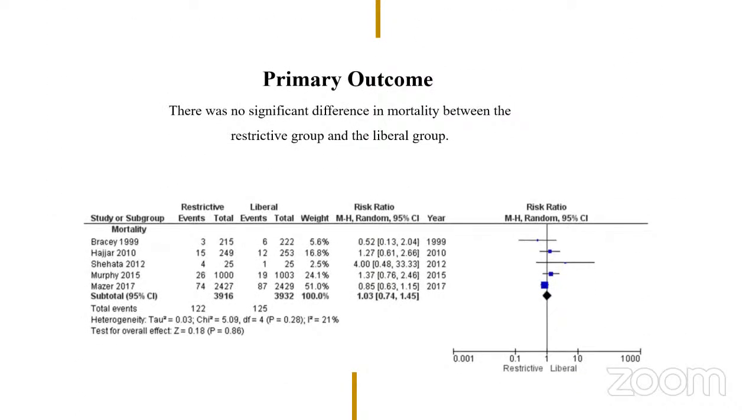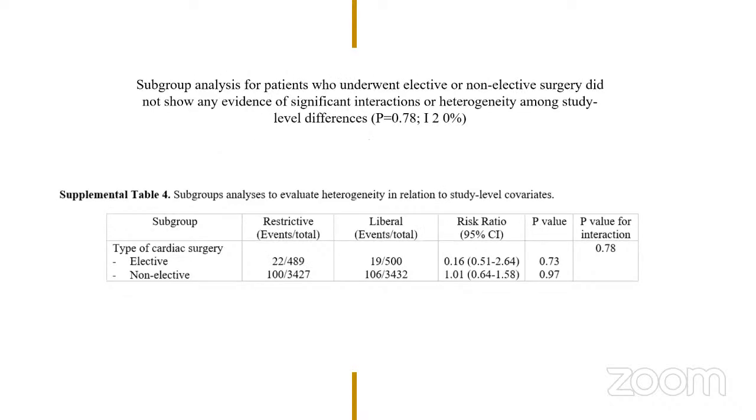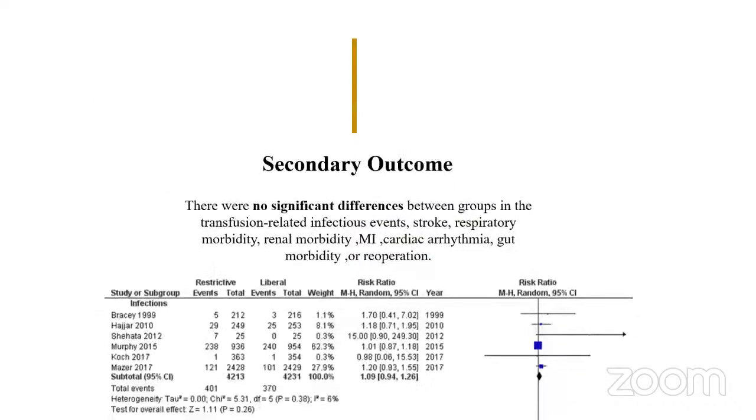So moving to the primary outcome, there was no significant difference in mortality between the restrictive group versus the liberal group, as you can see here in the chart. And the visual inspection of the funnel plot of the mortality to detect any publication bias was reassuring. And the subgroup analysis for patients who underwent elective or non-elective surgery did not show any evidence for significant interaction or heterogeneity among the study-level differences.